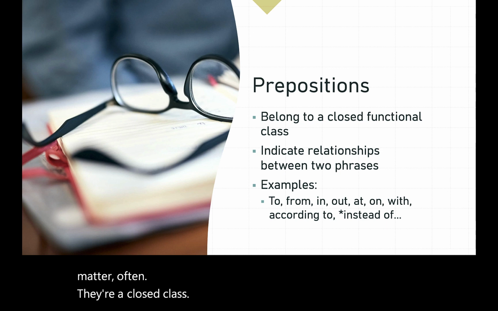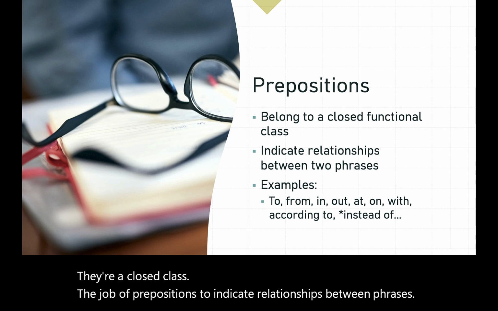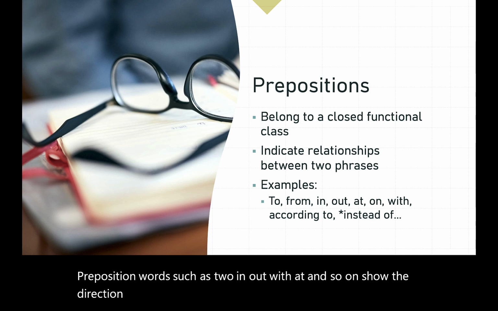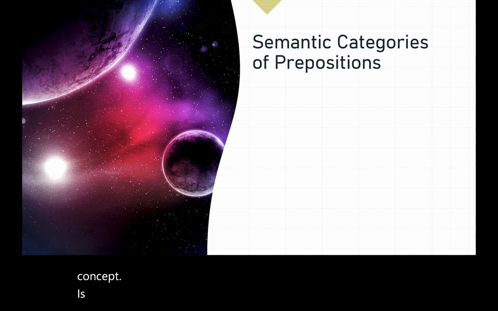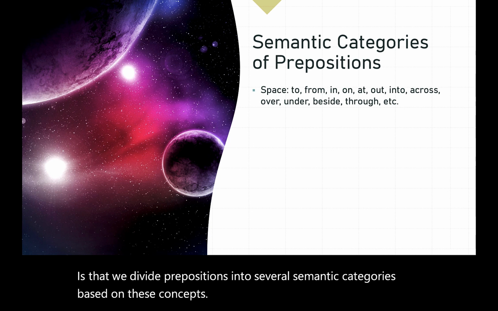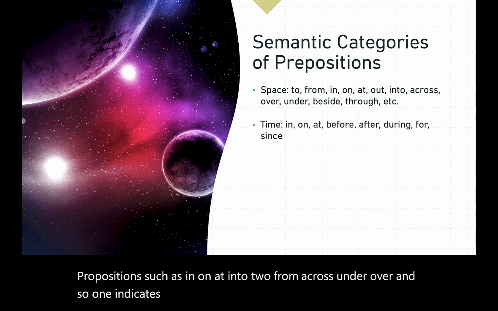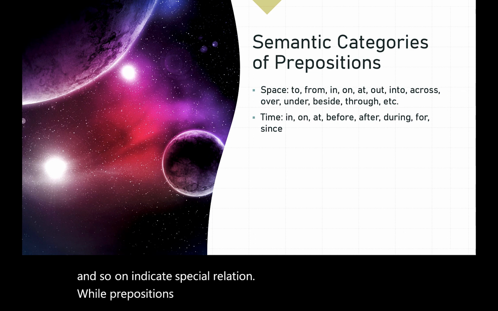The job of prepositions is to indicate relationships between phrases. Prepositions, words such as to, from, in, out, with, at, and so on, show the direction, location, time, accompaniment, reason, and other concepts. In fact, we divide prepositions into several semantic categories based on these concepts. For example, prepositions such as in, on, at, into, to, from, across, under, over, and so on indicate spatial relations, while prepositions before, after, in, on, at, for, since, and so on indicate time.